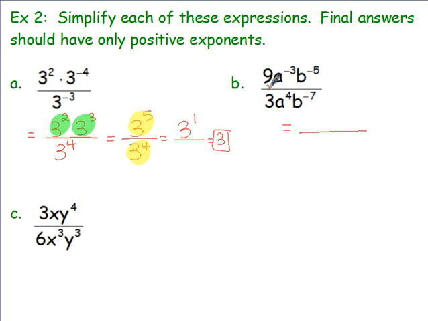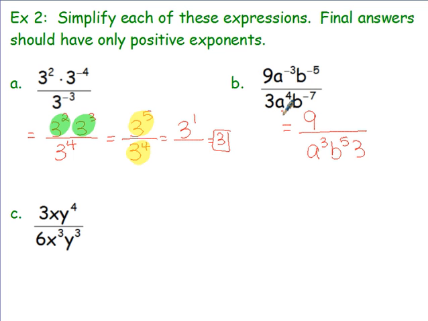Starting on the top, 9, happy, leaving. A, sad, move him down. B, sad, move him down. Going to the bottom, 3 is happy, leave it on the bottom.